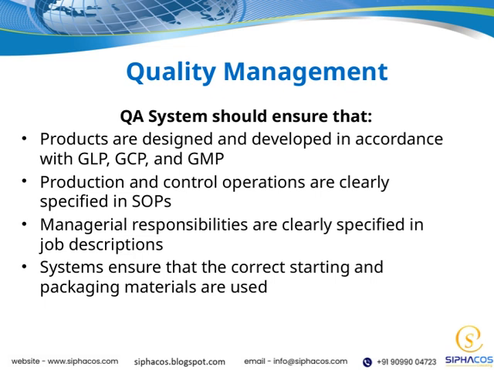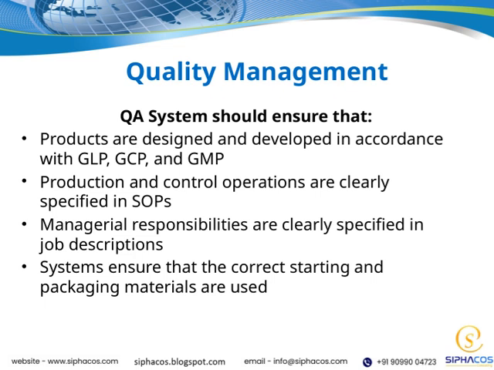Additionally, managerial responsibilities need to be explicitly defined within job descriptions. Clarity here ensures accountability and smooth coordination across teams. Our systems must also guarantee that the correct starting materials and packaging components are used at every stage. This is crucial for maintaining product integrity and quality. All of these elements come together under our overarching focus on quality management, which is the foundation of trust in our products and processes. By integrating these key practices, we uphold the standards that safeguard both our reputation and our customers' well-being.